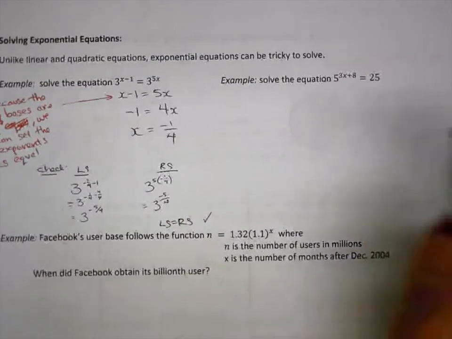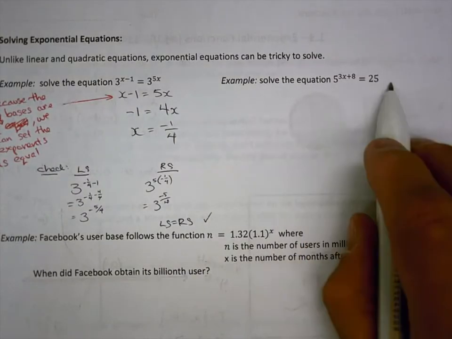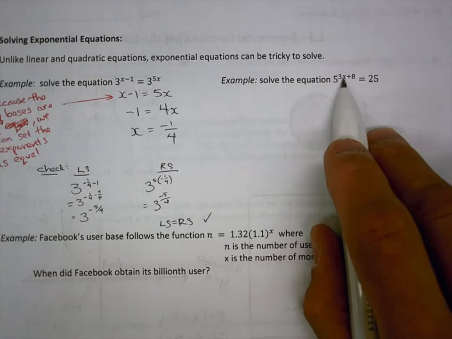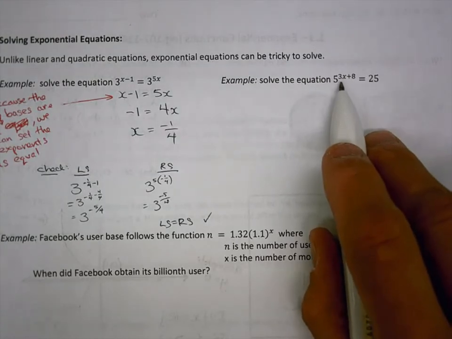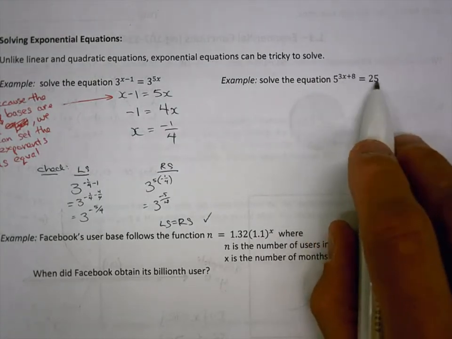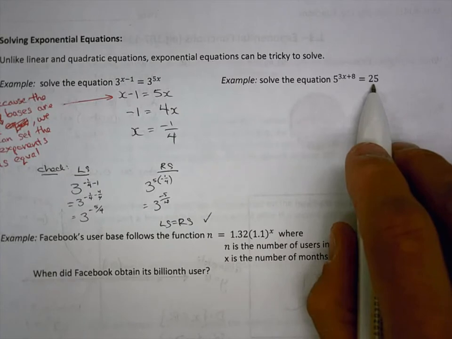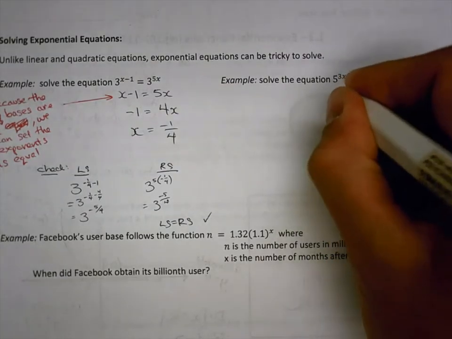Here's another question. Again, this is an exponential equation because it has an equal sign and there's an unknown in the exponent. How do I solve it? Well, unfortunately, 5 and 25 are not the same base. However, I know that 25 is 5 squared. So let me rewrite this.